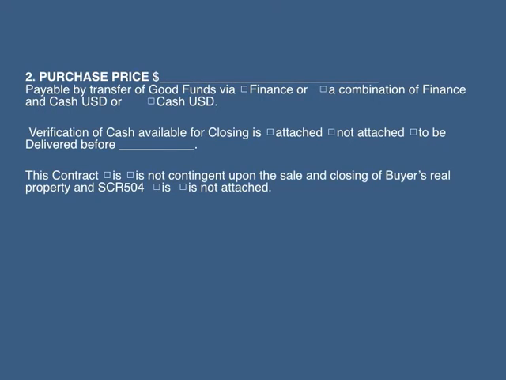And now we go down to the contract either is or is not contingent, one or the other, upon the sale and closing of the buyer's real property, and the SCR 504 form either is attached or it's not attached, one or the other. Please check a box. And let me say right now that if you know the buyer needs to sell a property in order to buy, you need to check that it's contingent. Don't just tell the buyer, oh, don't worry, we'll make it contingent on financing, and if you don't sell your house, you can't get the financing. Guys, that's wrong. That's just plain wrong. Do not do that. If they have to sell a property, make this contract contingent upon the sale of that property using the SCR 504 form.